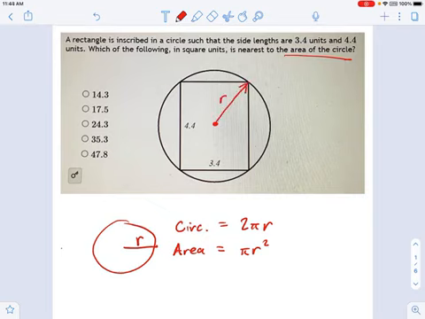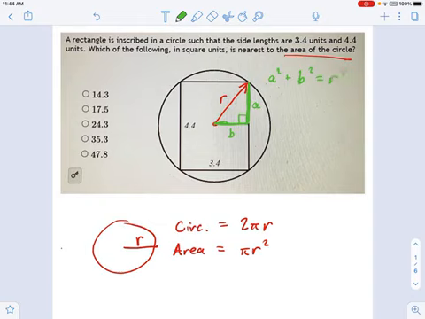Because if you look at this, that's the diagonal of this rectangle. And if you imagine drawing some sides here like that and like this, take a look at what we've got. This is a right triangle, and we know how to solve those using the Pythagorean theorem. So let's just put a and b over here. According to the Pythagorean theorem, a squared plus b squared equals r squared.